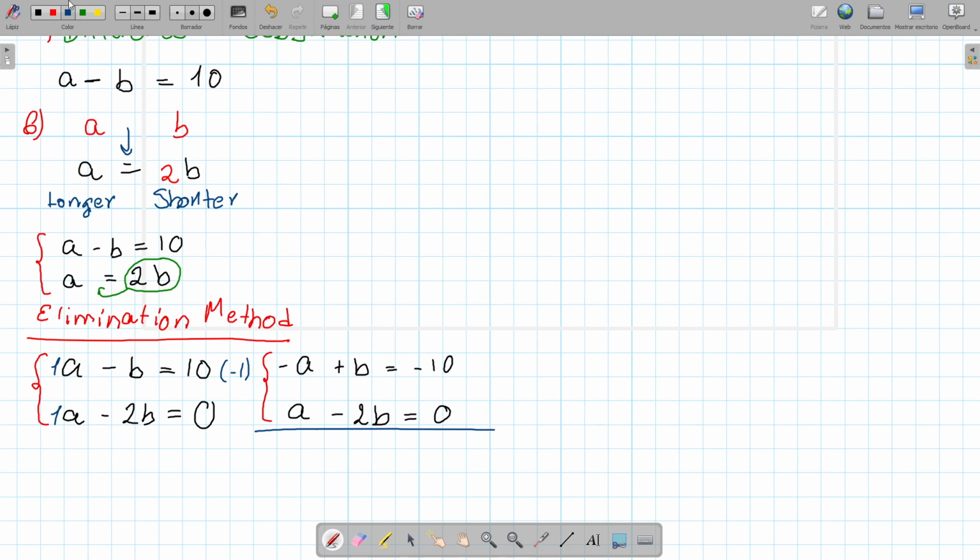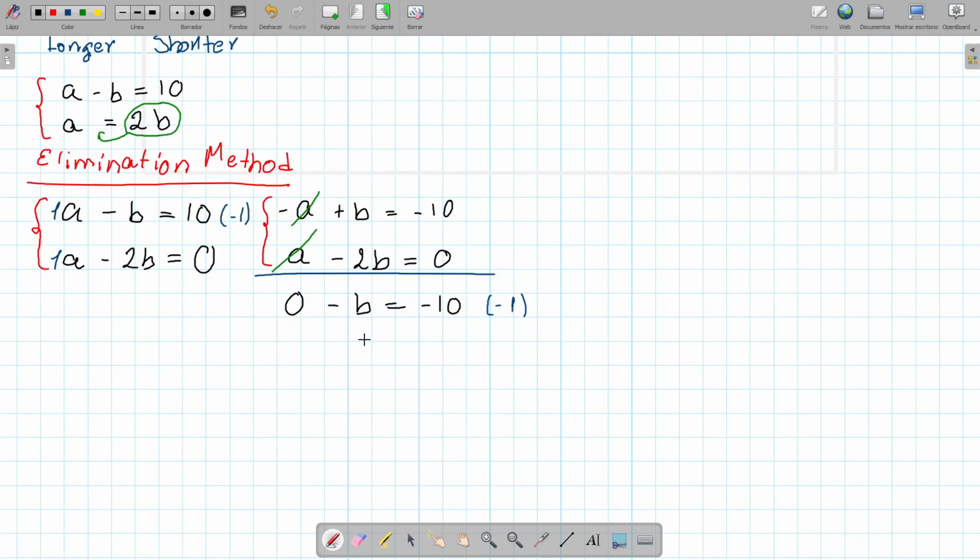Now if we do the operation, now that they are both a with opposite signs, we can cancel them out. Minus a plus a, we get 0. Plus b minus 2b is minus b. This will be equal to minus 10. Now because we don't need minus b, we multiply by minus 1. So b is going to result in 10. We know now that the cube b has 10 people.